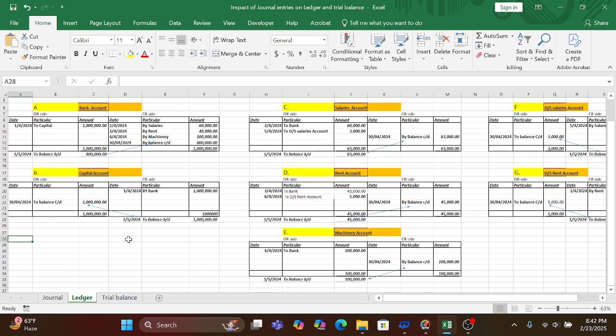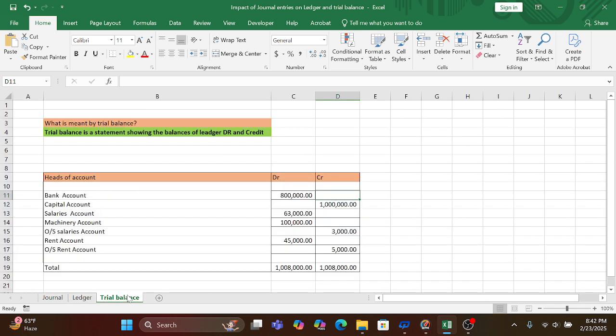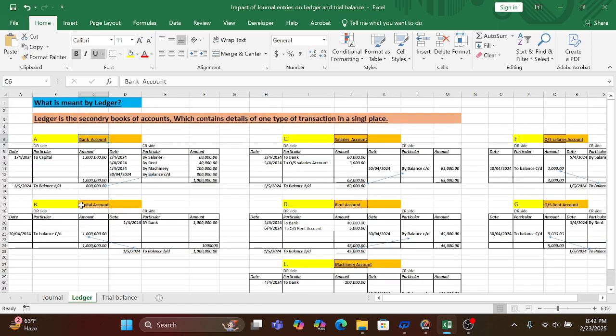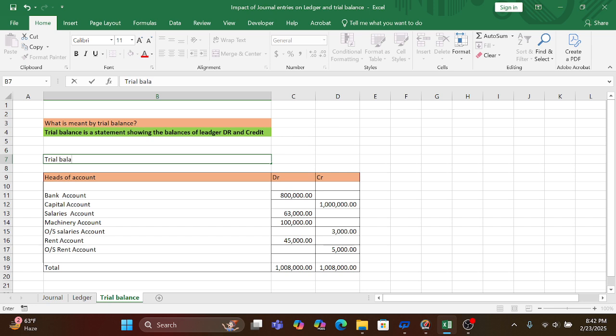I hope it will be helpful for you to understand the ledger. I am going to tell you about the trial balance here. If you see here in the bank account, our balance on 1st April 2024 is 8 lakh in the debit side. Whenever I prepare the trial balance, we need to know what we mean by the trial balance. Trial balance shows us the balancing figure of debit and credit. Trial balance is a statement showing the balances of ledger, debit and credit.